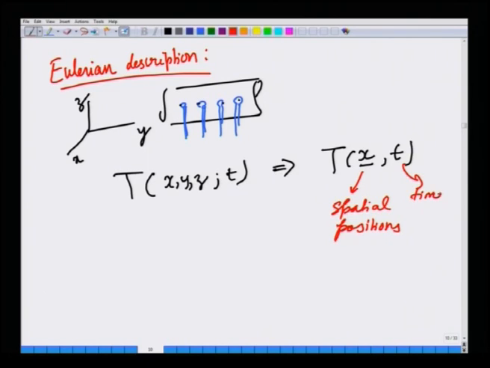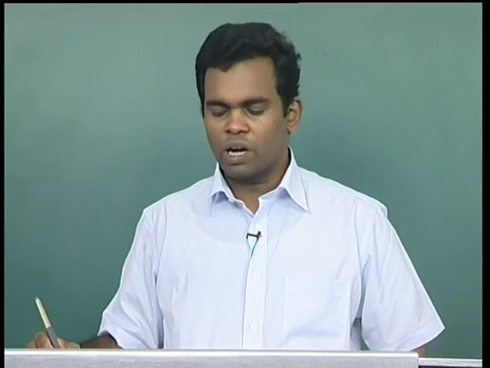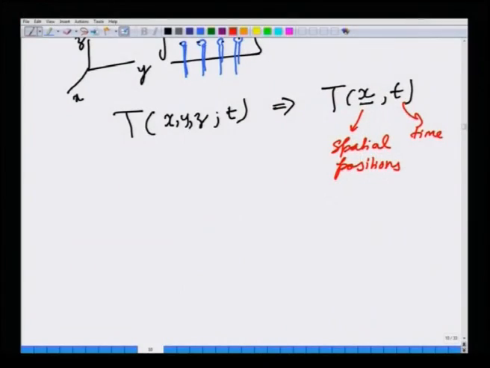So, the key thing that differentiates the Eulerian and Lagrangian descriptions of motion is the independent variables used to characterize the motion. In the Lagrangian case, you are following a given fluid particle, whereas in the Eulerian case, you are sitting at various points in space and measuring quantities as a function of time. So, this is the Eulerian description.